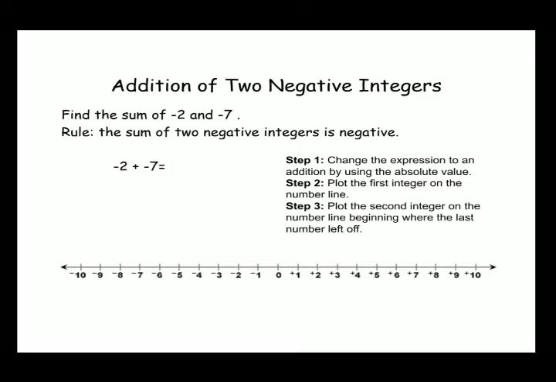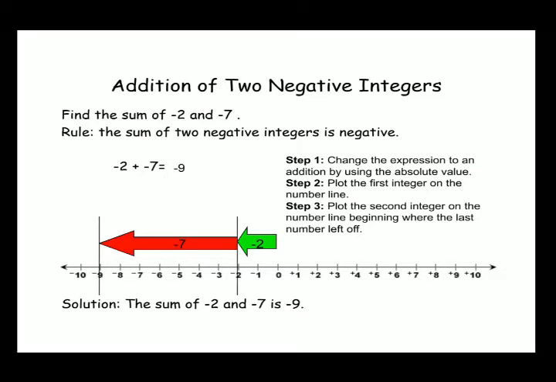Minus 2 plus minus 7 is equal to, from 0 we will move towards minus 2, means 2 steps you have to move on the left side. After that, move 7 steps more on the left side only, because we are adding a negative number. We are reaching at minus 9. So the sum of minus 2 and minus 7 is minus 9. Whenever you add any two negative integers, the answer will also be a negative integer. That you have to remember.